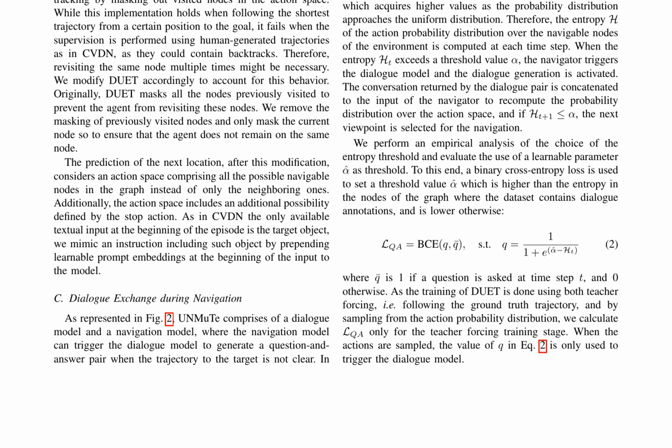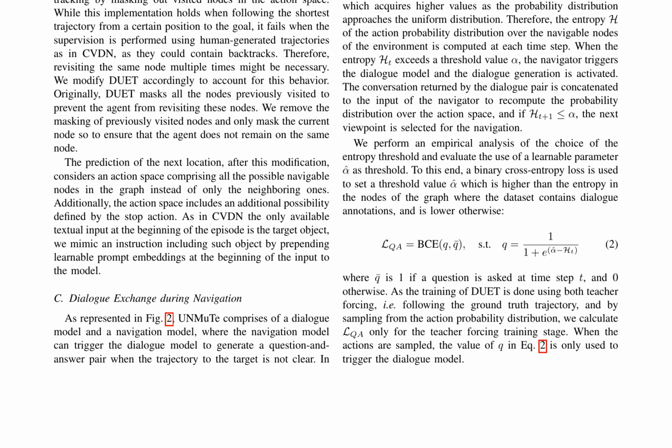The confidence of the navigator is quantified as the entropy of its action probability distribution, and when the entropy exceeds a threshold value, the navigator triggers the dialogue model. The conversation returned by the dialogue pair is concatenated to the input of the navigator to recompute the probability distribution over the action space. The proposed model is evaluated on the CVDN and NDH datasets, which consist of human-human dialogues in simulated indoor environments. The results show that the model improves the performance of navigation agents on several VLN datasets.